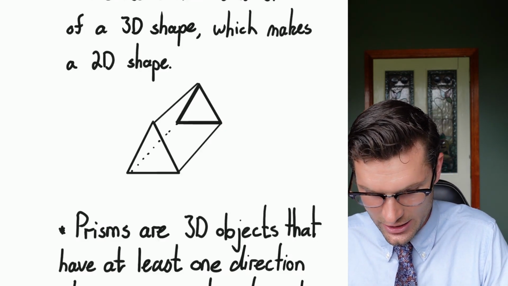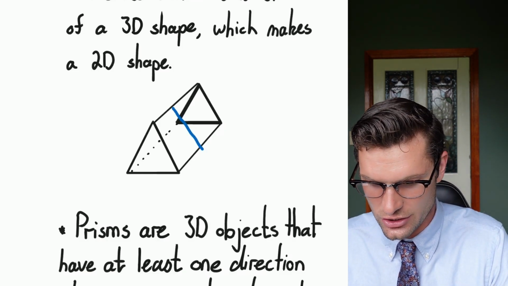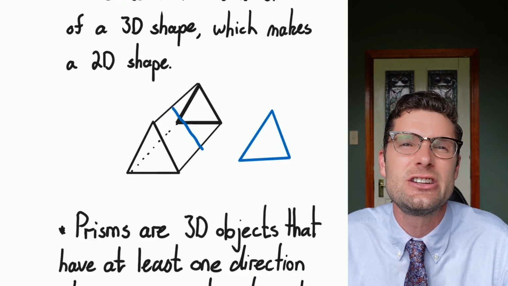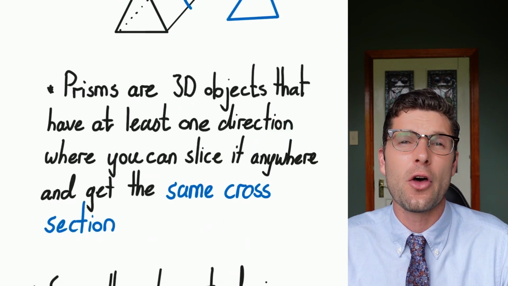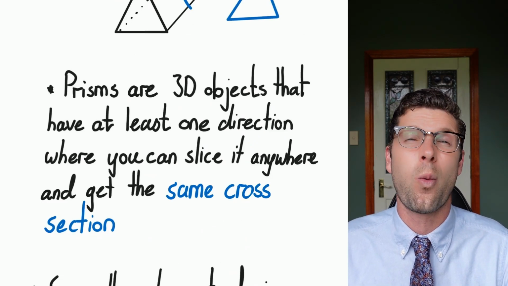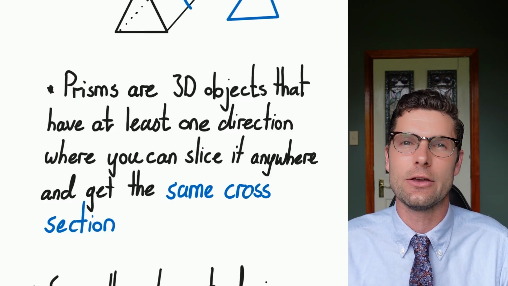So if I made a slice just here, something like that, and took it out, this blue section would look like the front of the entire prism, which just does make a lot of sense. So the idea about a prism is that it's a 3D object that has at least one direction where the cross section is the same no matter where you took it.